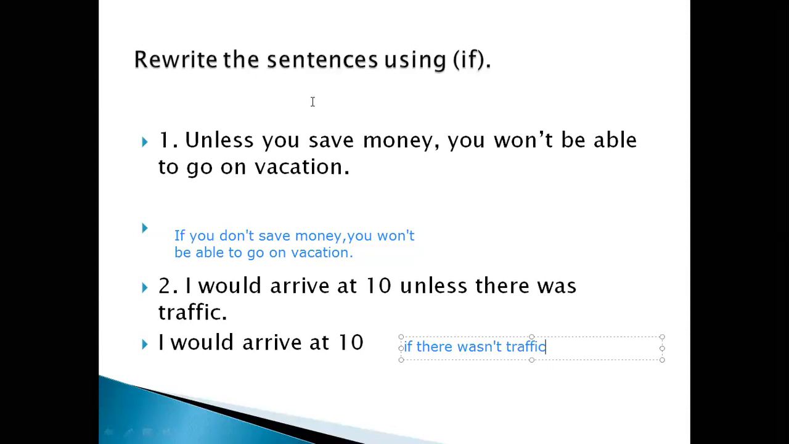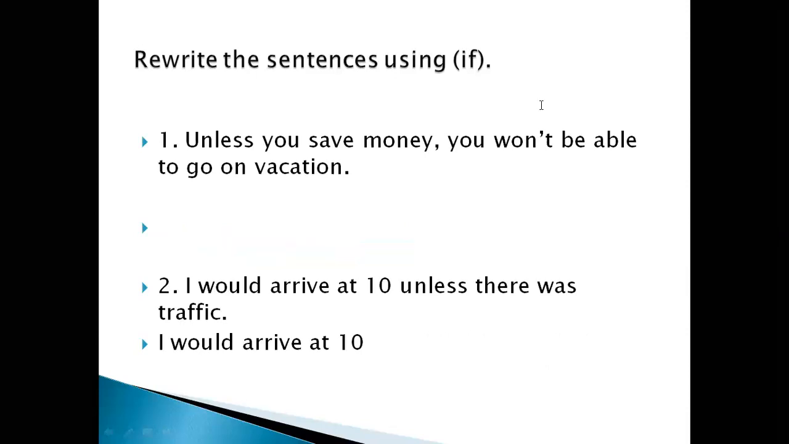I hope that you've got the idea of unless and if not, and the changes that we have, and how we change from unless to if not, or from if not to unless. Now we're going to do another exercise, which is to rewrite the sentences.